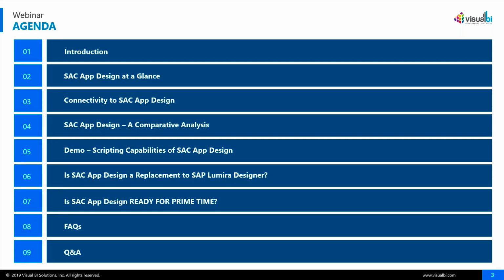So the agenda for today's webinar would be, we'll be looking into SAC App Design, the various connectivity options, and also a comparative analysis and migration from tools like Excel, CS, Lumira Designer, and Explorer. We will also be looking at a couple of demos quickly, and we'll be facing a few important questions about app design. So SAP App Design, analytical applications, application design, all mean one and the same. I'll be using the term app design throughout this webinar to avoid any confusion.